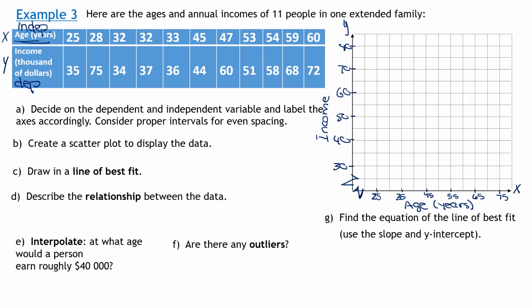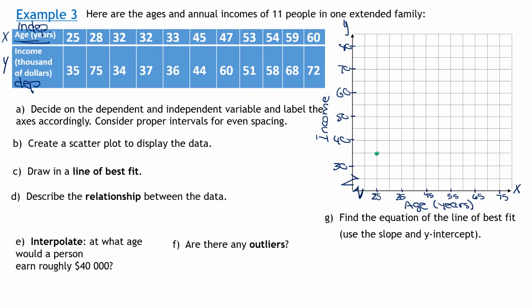So first I'm going to plot my first pair of points here. This is my first pair. This is my X, 25, and this is my Y, 35. And this is part B, create a scatter plot to display the data. So on my X-axis I go to 25, then I'm going to go up to 35, and I'm going to put a dot right there. So let me use green for that. 25 and 35. There's my first plotted point.